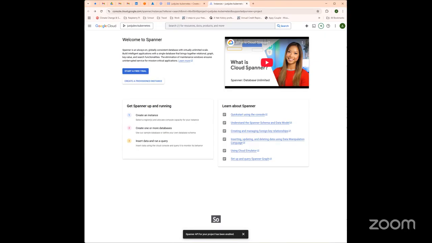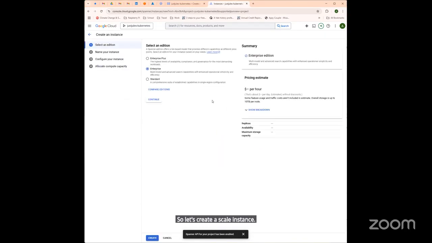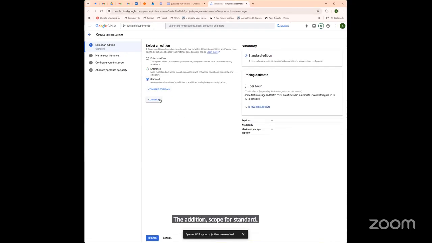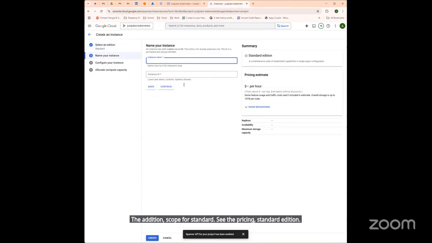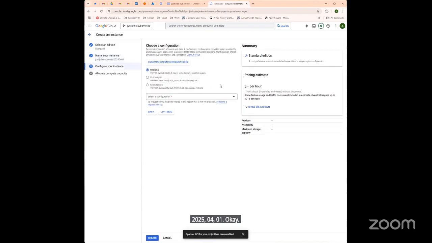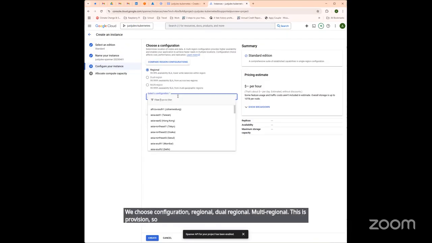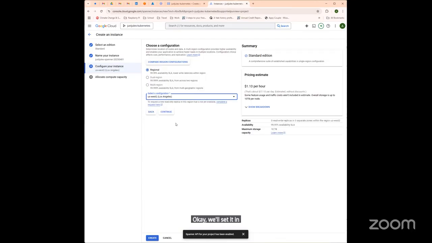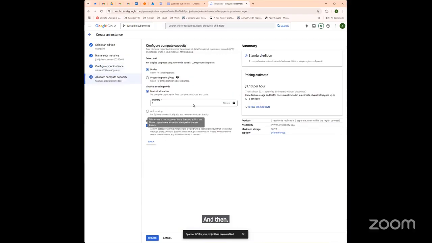So let's create a Spanner instance. Choose the edition. Let's go for standard. You see the pricing, standard edition. Continue. We name it. Choose Spanner 2025 0401. And choose a configuration. Regional, dual regional, multi-regional. This is provision, so it's not going to give us that. We'll set it in Los Angeles, right? $13 per hour. And then, let's see, compute capacity.